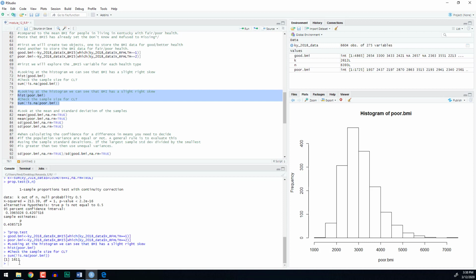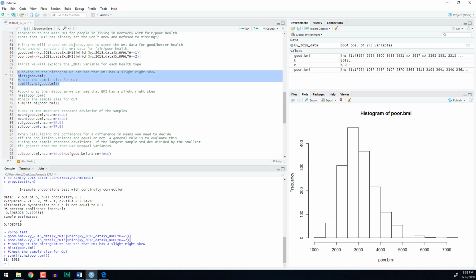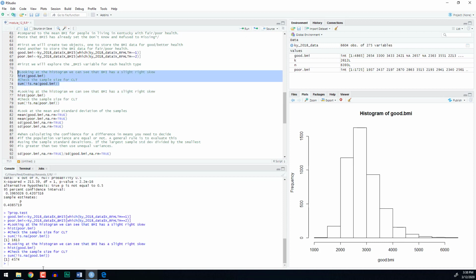But we also have to check our second sample, which is going to be the, oh, sorry, I did these in reverse order. I did the poor first, so we'll go back up and do the good now, and we'll find similar results here. Our sample size is large enough for the central limit theorem, and we can look at our histogram.